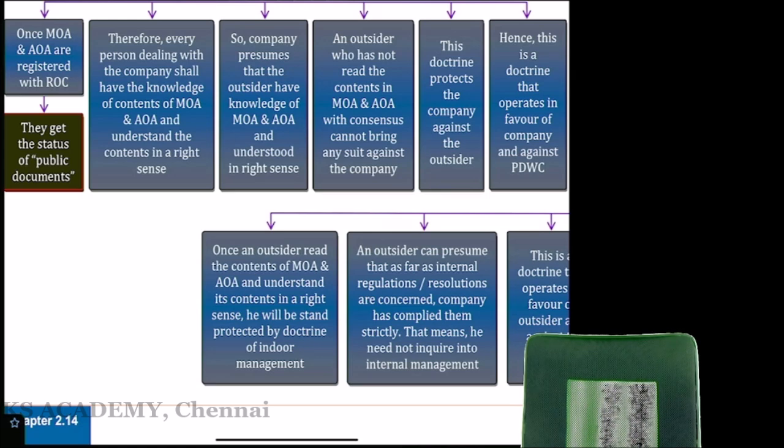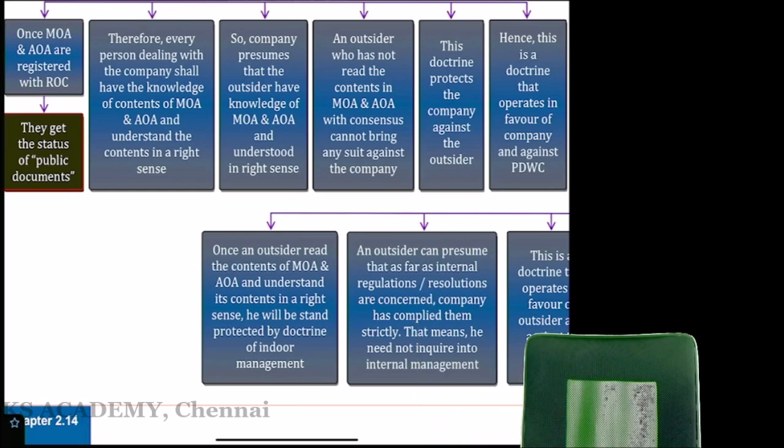Public documents are those documents which are freely accessible. I am not telling free of cost accessible. Freely accessible means there are no restrictions on access. It is not that you cannot read or access this document. Those are called public documents. Public documents are those documents which are freely accessible, not free of cost accessible.